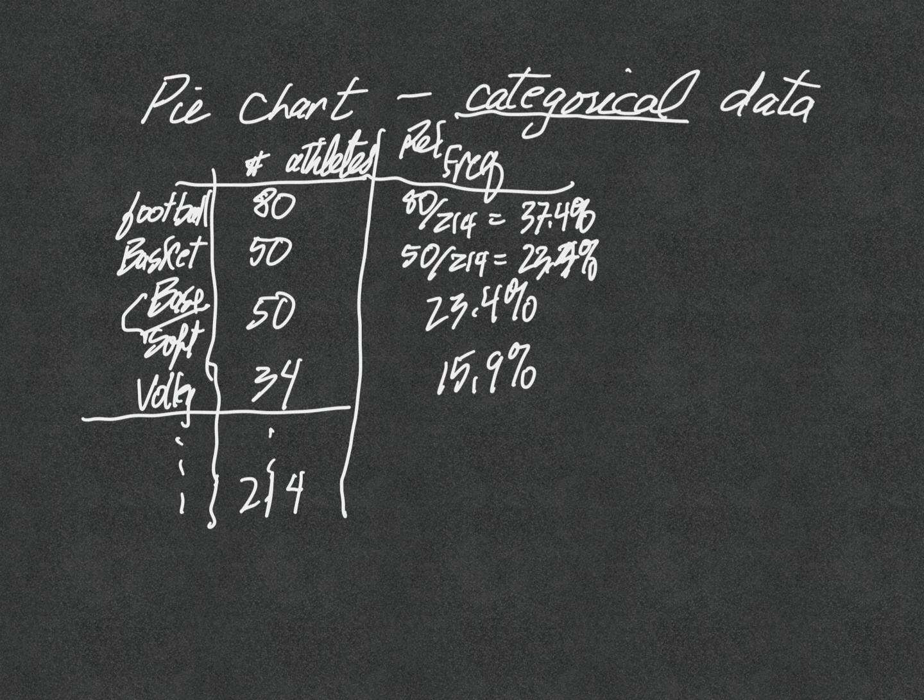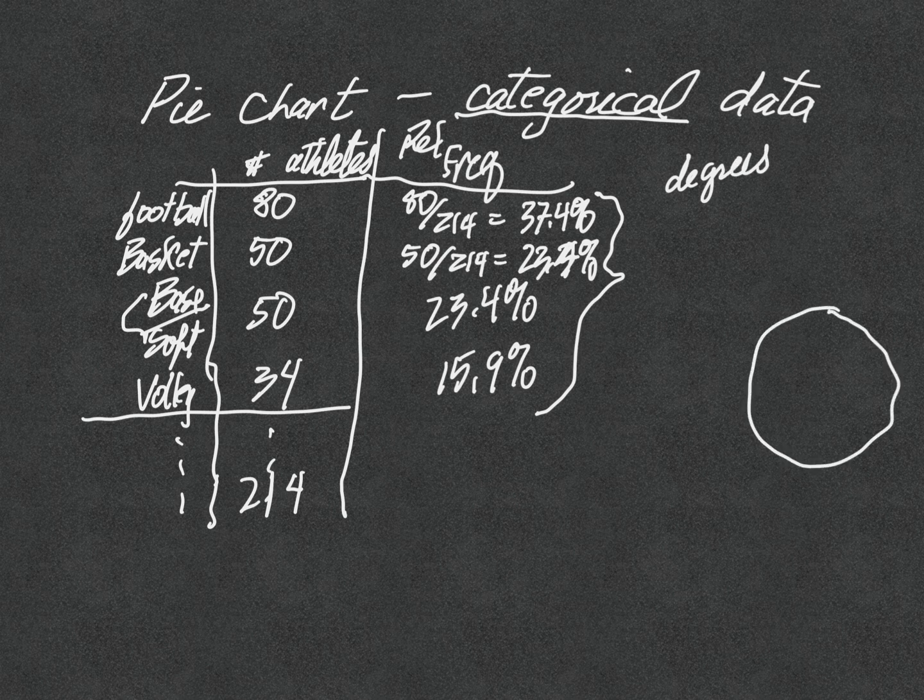Then what we have to do, if we were going to make a pie chart, we have to convert these relative frequencies to degrees, right? Because a pie chart is a circle. And what's 37.4% of the pie chart? Well, it's going to be 37.4% of the degrees. So what you do is you take 0.374 and you multiply it times 360.